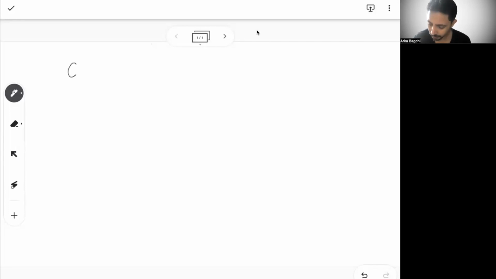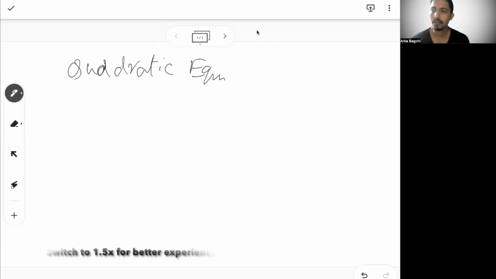So the topic is quadratic equation. If we remember, in the last session we talked about the simple linear equation, where the maximum power of a variable in an equation is 1. Here we will talk about a quadratic equation, where the maximum power of a variable is 2. That's when it's called quadratic. I'll go to the basics and in depth.